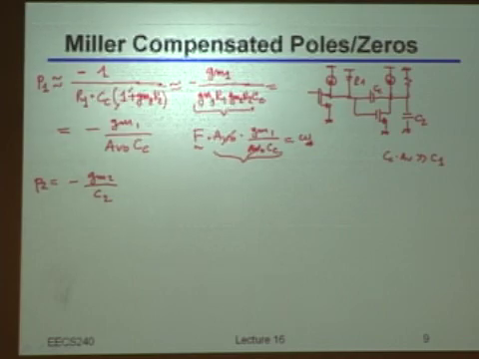Now, did I end the story here with the singularities of this? Look at the circuit. Do I have just these two poles and I'm done, or is there some other singularity there?